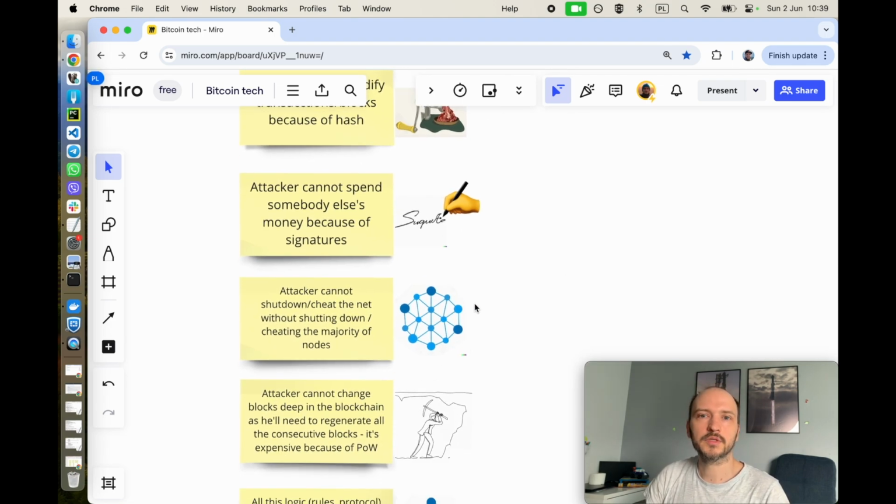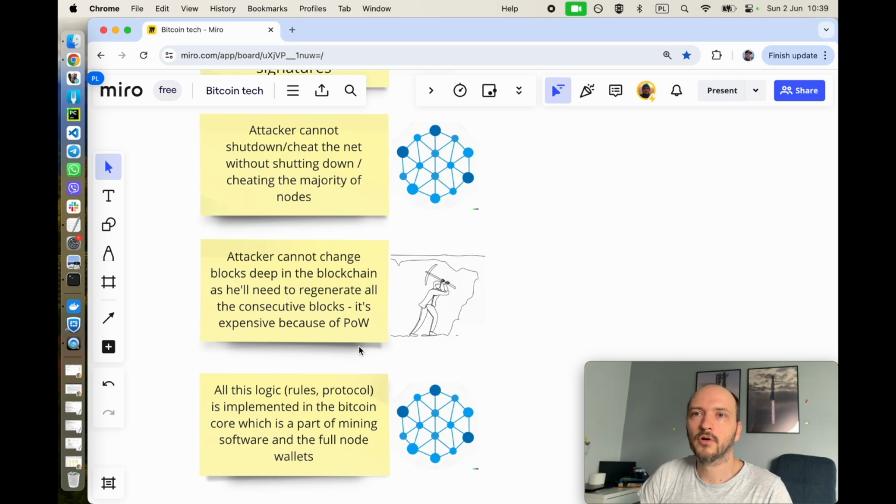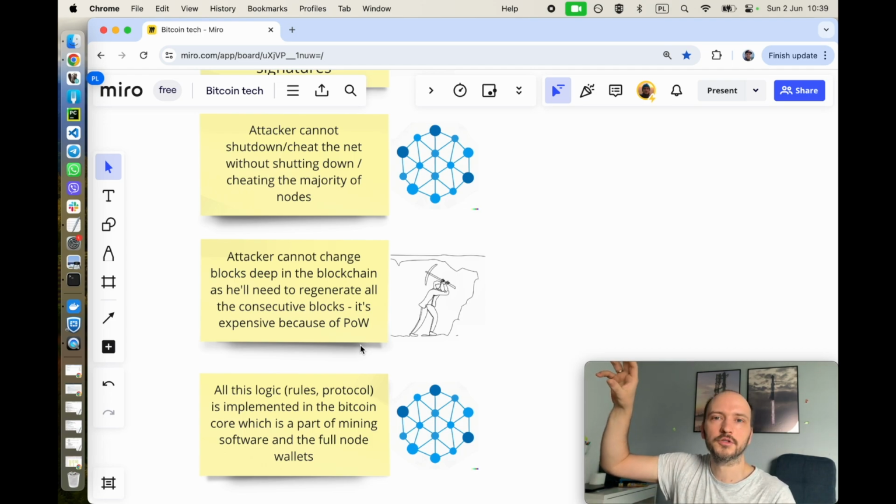An attacker cannot shut down any central component in the network because there is no central component. If he attacks several computers, the remaining computers will still operate, and he would need to attack the majority of nodes to be able to compromise the network somehow. And an attacker generally cannot change blocks deep in the blockchain. For example, say, okay, I will create an alternative branch starting from some deep block and create a longer chain in parallel. It's hard to do because the deeper the block in the chain, the more power an attacker will need to mine quicker than the network does.